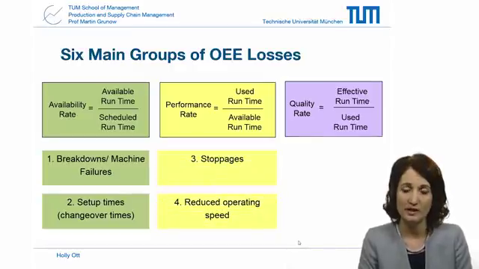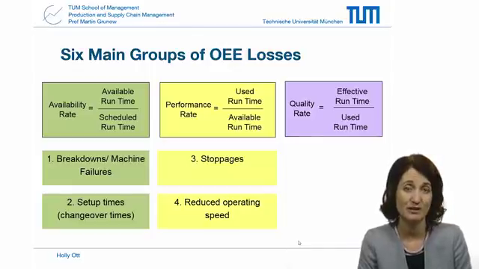The performance rate is affected by speed losses. For example, stoppages that are generally less than 10 minutes, so smaller, minor stoppages, not a breakdown, not a large maintenance. And here it's important to note that these small stoppages can actually add up to a very large loss.